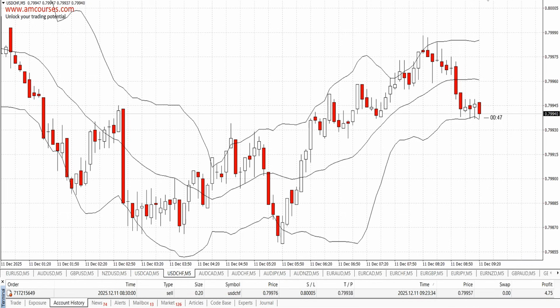The setup worked exactly as this strategy is designed to function. The shooting star at the upper band provided a strong early warning of a potential reversal, and the bearish confirmation candle validated the signal perfectly. This brings us to the end of our live trade example, and I hope it helped you understand the strategy more clearly.